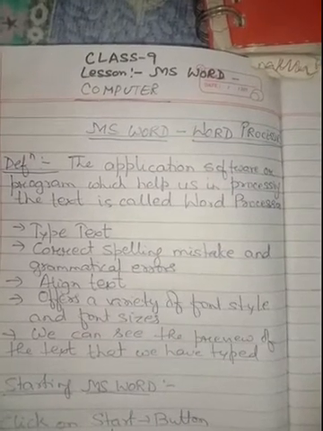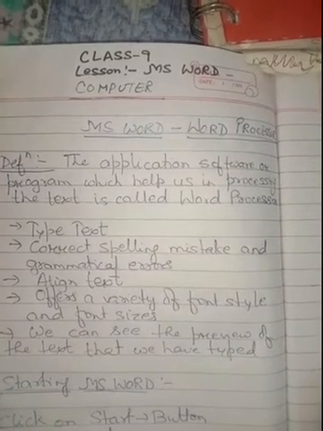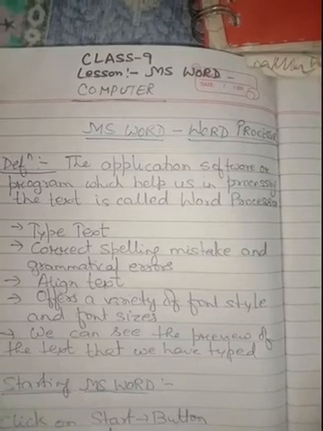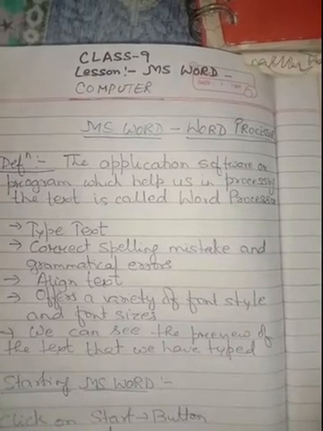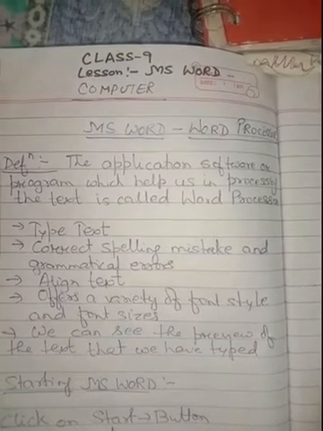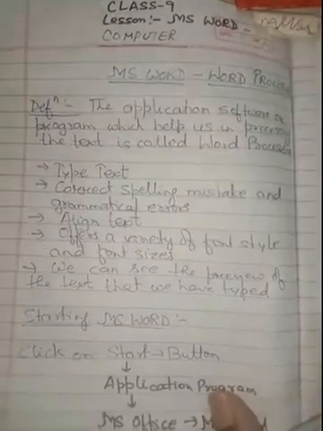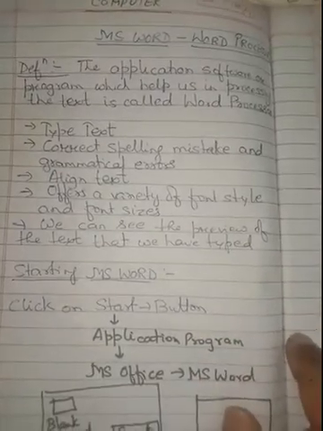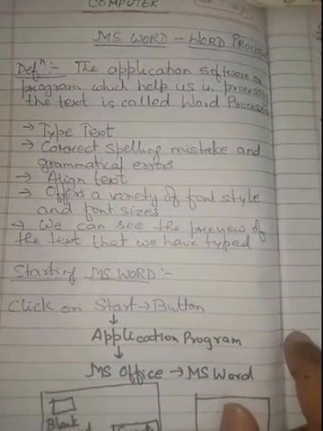Next, a variety of font styles and font sizes are offered, and we can also have a preview of the text that we have typed. Besides this, there are many functions that can be performed on MS Word or word processing software. So MS Word is an example of a word processor.